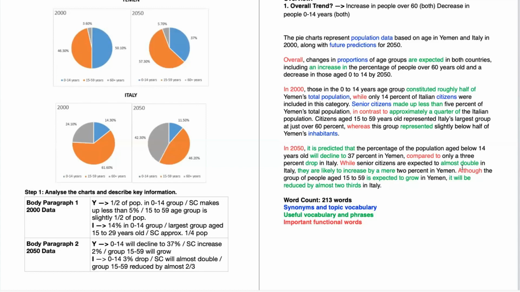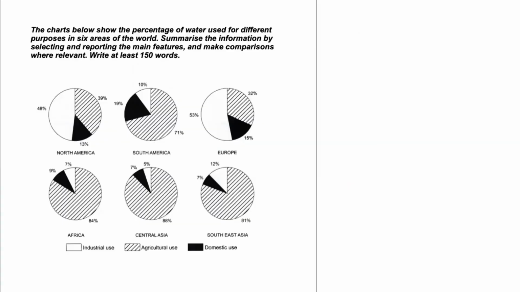All right, great job here. We're going to take things up a notch and move a little bit quicker in our second example. So let's look at that now. And here we are. It says, the charts below show the percentage of water used for different purposes in 6 areas of the world. Summarize the information by selecting and reporting the main features and make comparisons where relevant. Write at least 150 words.